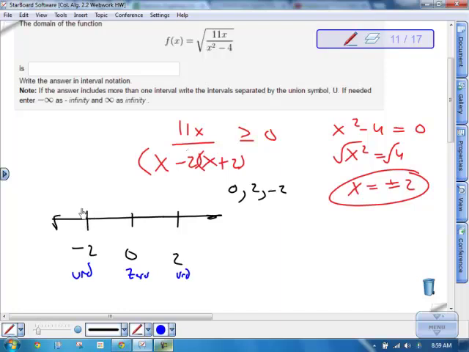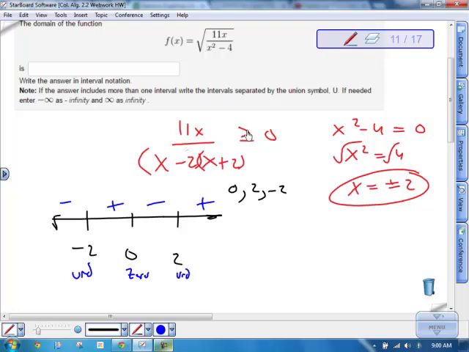I'm going to test a point less than negative 2, like negative 3. That gives me a negative in the top, a negative here, and a negative there, which turns into a negative. I'm going to pick a number between negative 2 and 0, like negative 1. Negative 1 gives me a negative in the top, a negative here, but a positive there, so that'd be positive. Now I'm going to pick a number like 1. 1 gives me a positive in the top, a negative here and a positive there, so that'd be negative. And 3 gives me a positive in the top, a positive here and a positive there, so that's positive.